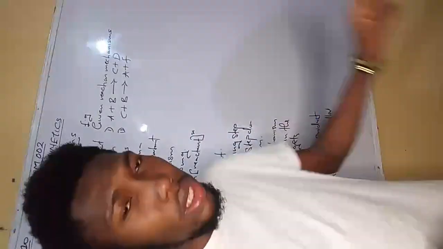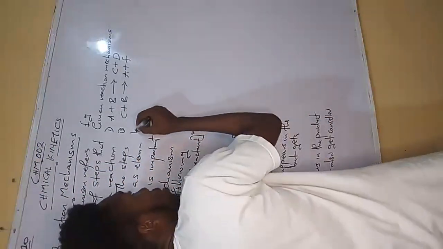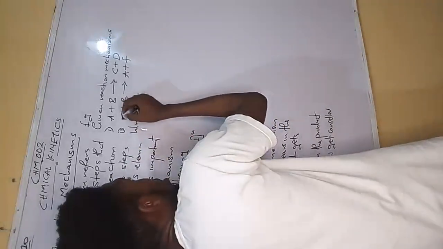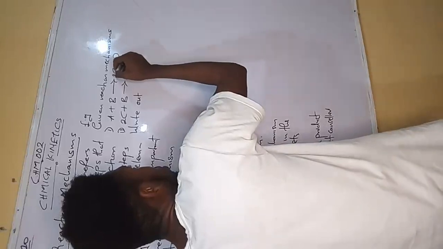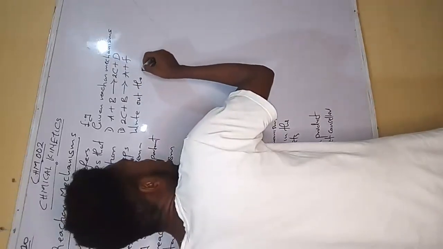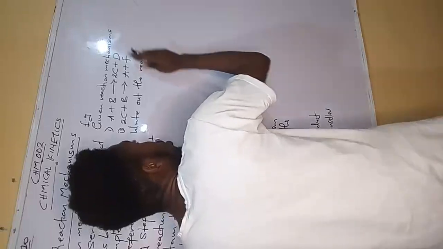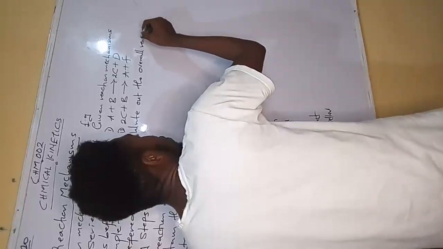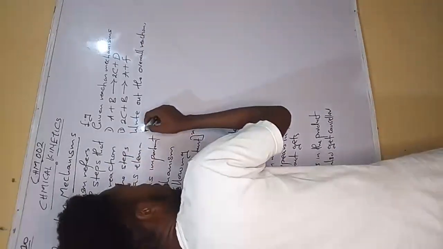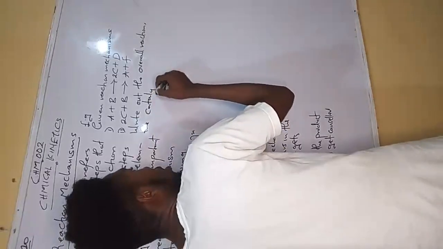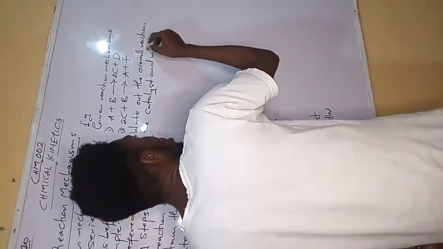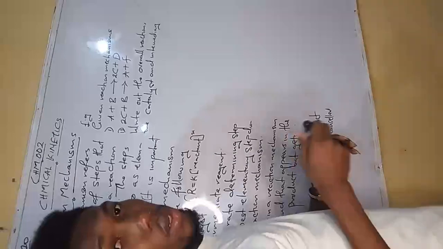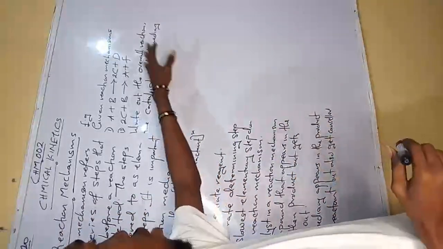Now, this is what we're trying to say. Using this, they can tell you to write out, maybe, let's put 2C here. Write out the reaction mechanism, the overall reaction, comma, the catalyst, and the intermediary. So they want us to just write out the overall reaction, catalyst, and intermediary.